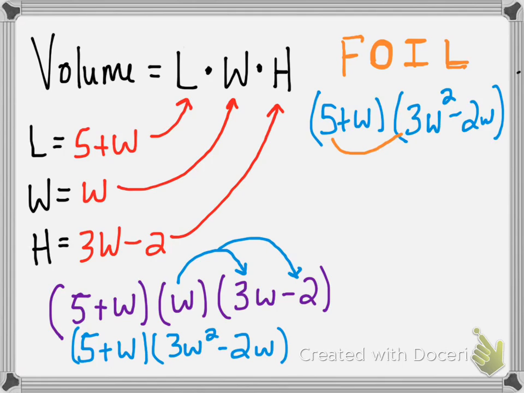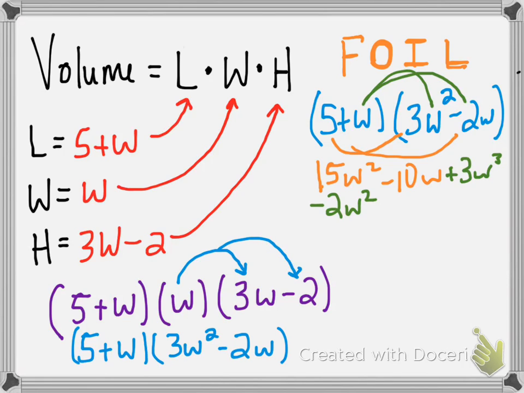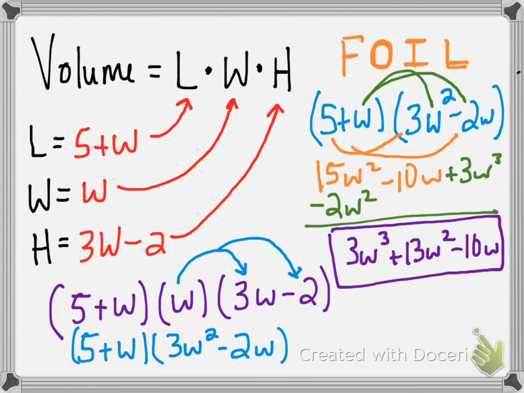For this video we're going to look at the full method, so the first term times the first term, outside, inside, and last. Key here is we're going to line up the two like terms together, the 2w squares, because those are going to be the only two that we can combine, and make sure that your answer is written from the highest exponent down to the lowest. So our final answer would be 3w cubed plus 13w squared minus 10w.